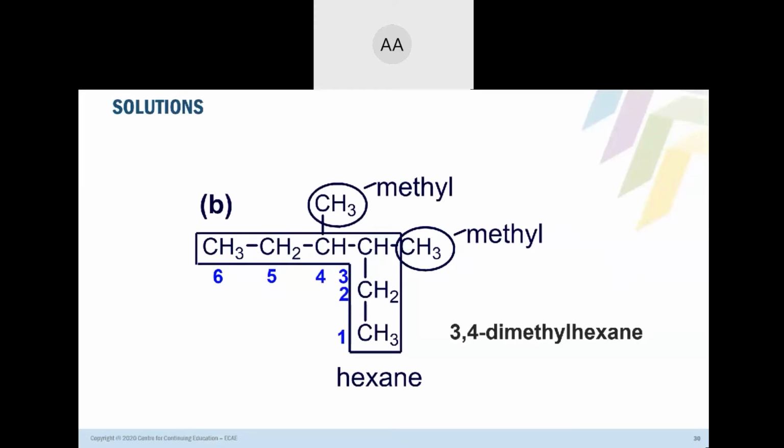We have hexane. We have a methyl group on carbon number 3 and carbon number 4. So the name of this molecule is 3,4-dimethyl-hexane. Excellent. Well done to those of you that got it right. You can see how the numbering goes, and remember the rules to start with the lowest number. It means that the functional group is closest to the beginning. That's why we get a 3, 4. Well done.